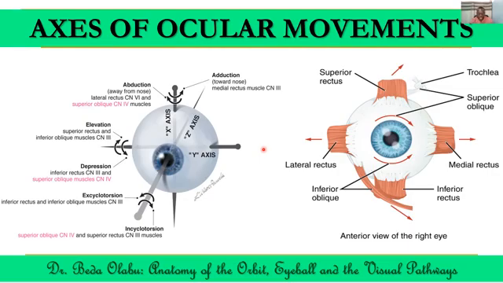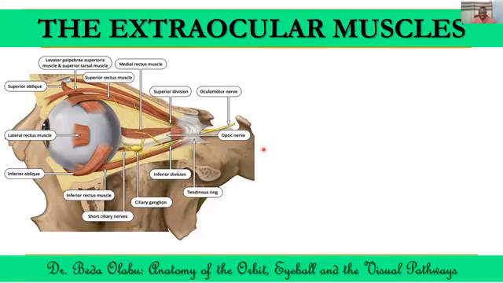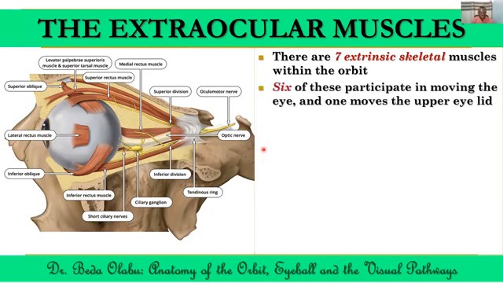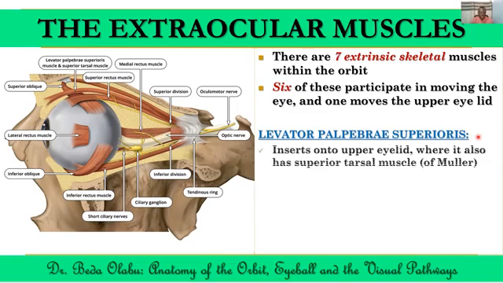With that understanding, we can now look at the extraocular musculature. We have a total of 7 skeletal muscles within the orbit. Out of these 7, 6 of them actually move the eye. One doesn't move the eye, it moves the upper eyelid. I want us to talk about these 6 muscles. Let's start with the one that moves the upper eyelid. We call it levator palpebrae superioris.